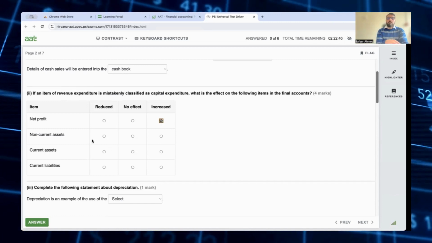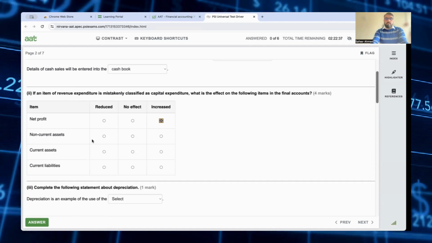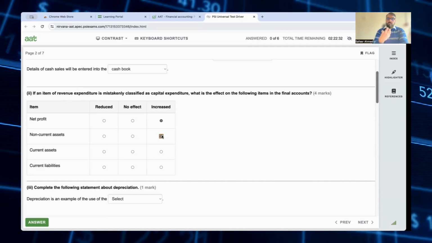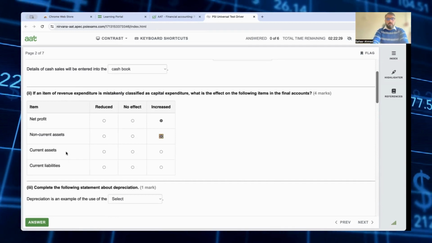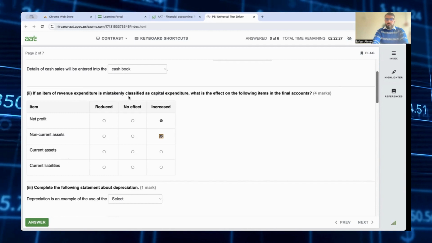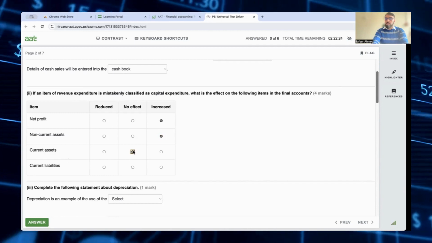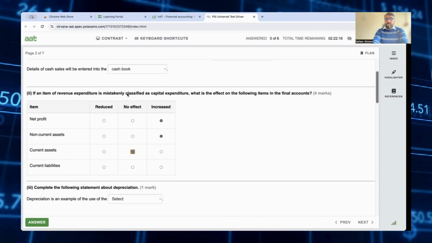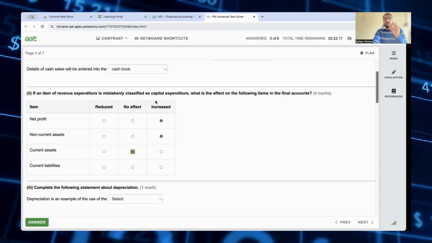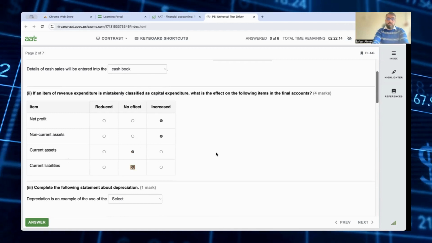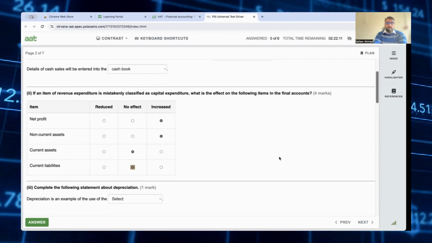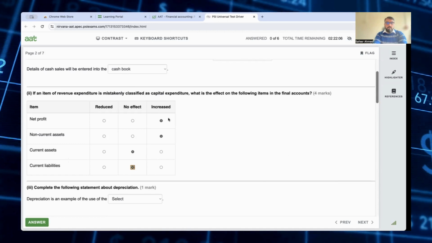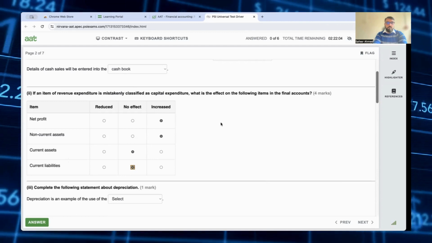Non-current assets, again, unnecessarily an expense you have recorded as an asset. So therefore, non-current assets will be increased as well, overstated as well. Current assets, well, this has got nothing to do with current assets, so there will not be any effect on that. Current liabilities, again, this error did not involve any liabilities, so no effect on current liabilities here. Okay, so a little bit of thought process, I would say here, but still it is quite straightforward.